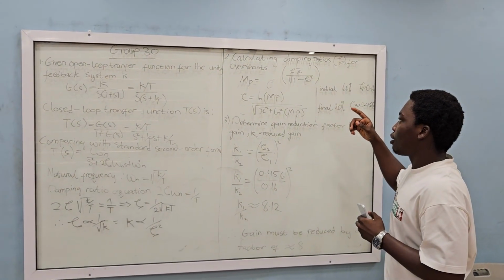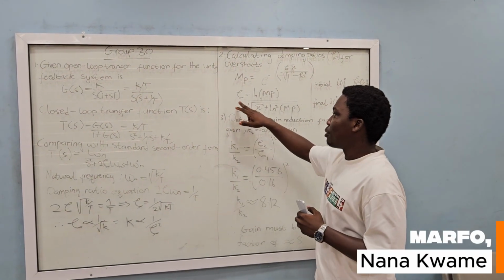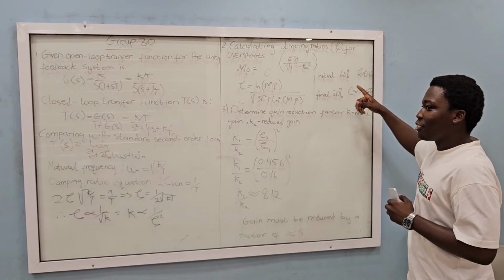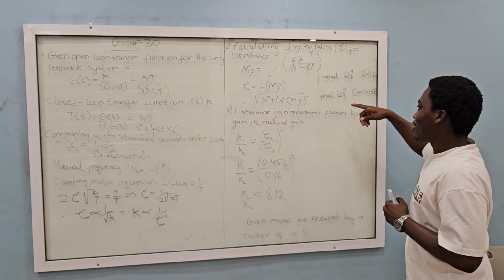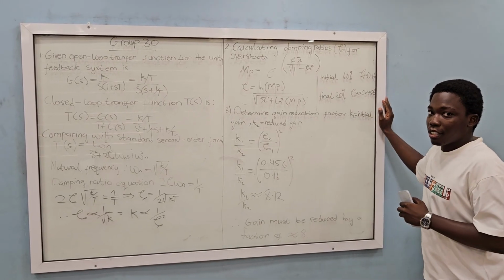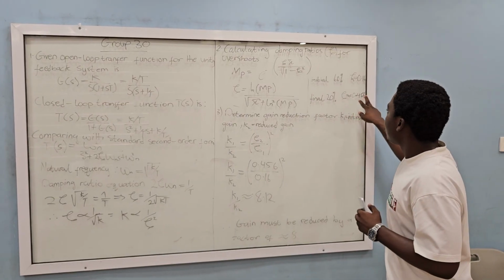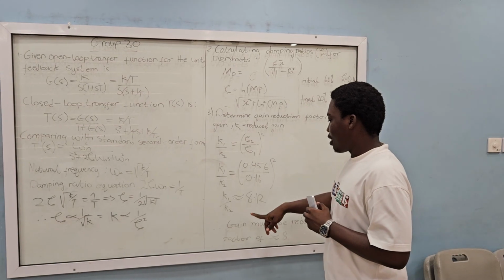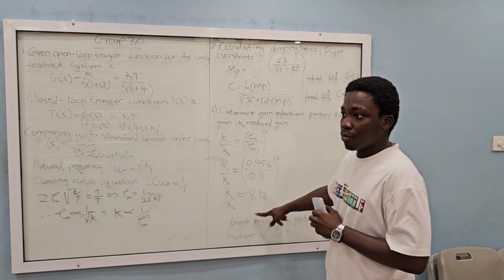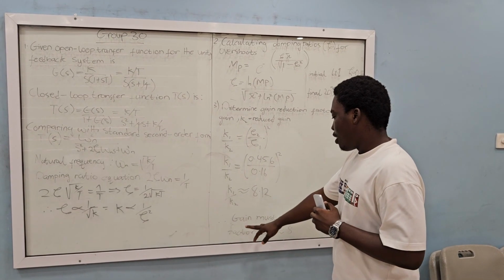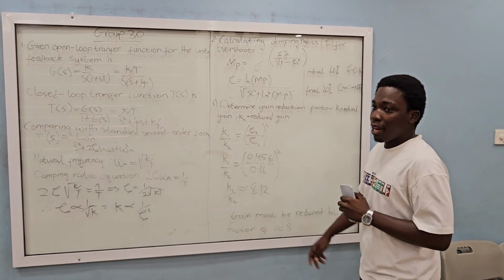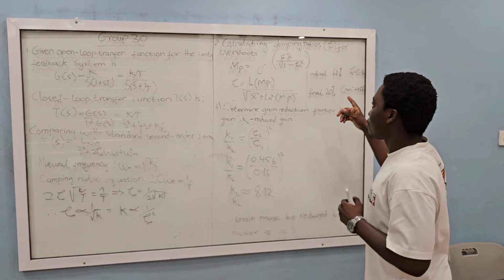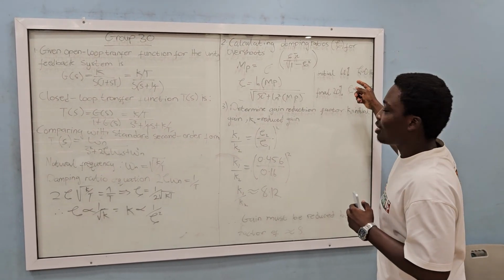Relating our damping ratio to our overshoots, we had zeta to be equal to this, and we had our initial value to be 0.16 and our final value to be 0.456. Now, substituting these values into this, we had K to be 8.12. So the gain must be reduced by a factor of approximately 8 to reduce the overshoots from 60% to 20%.